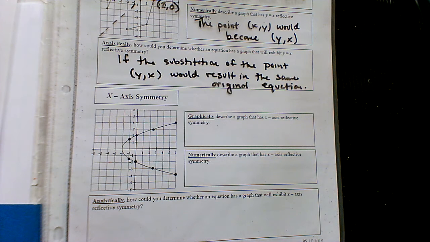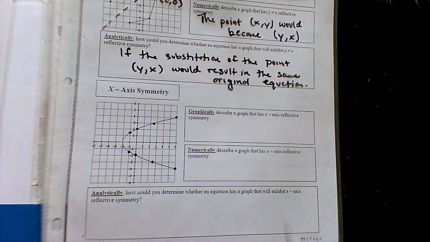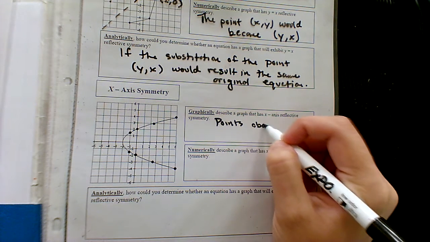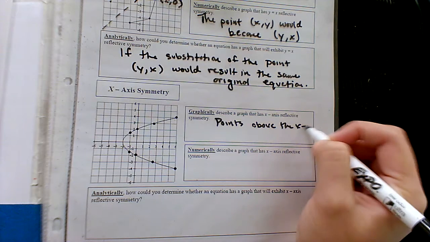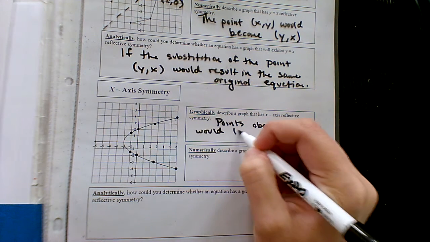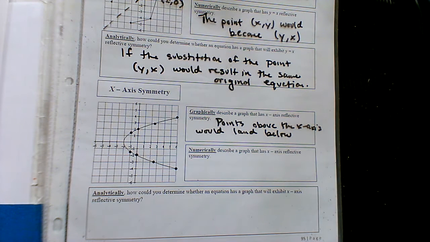All right, last but not least, we have our x-axis symmetry, and this is the one that we said never was going to be a function because it would never pass the vertical line test. Graphically, points above the x-axis would land below, or vice versa, points below would land above.